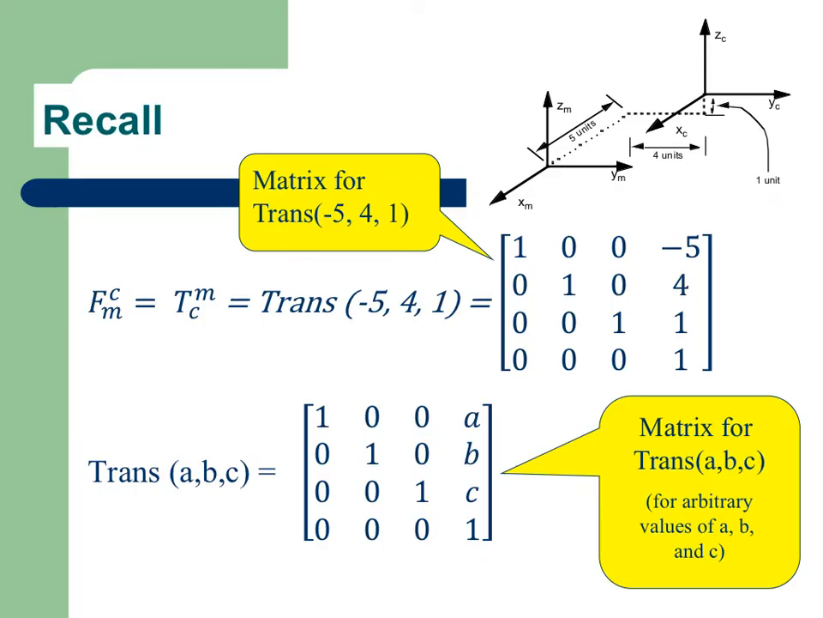So hopefully you remember this example from before. This was our translation example, right? And we said that in fact, to transform the M frame into the C frame, we had to do -5 along the x-axis, 4 along the y-axis, and 1 along the z-axis. Of course, transforming the frame from M to C is the same as the homogeneous transform from C to M that will take a point and transform that. And we said for this particular example, this was the transformation matrix. And then we said for an arbitrary ABC, you get something like this, right?